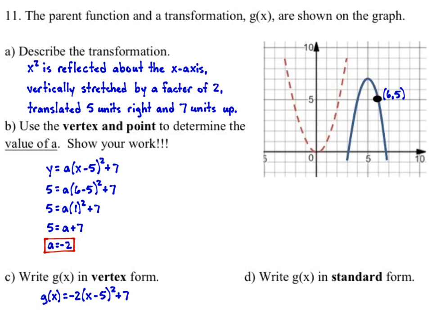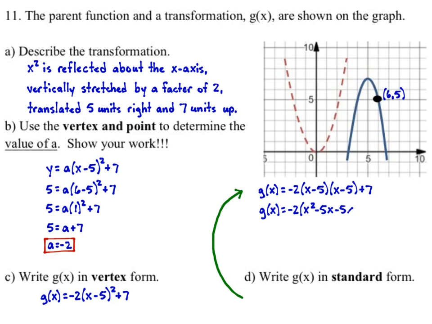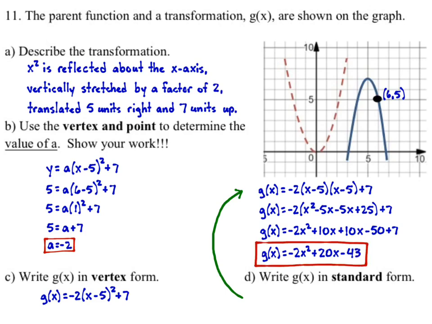And then in part D it says write in standard form, so you would expand all that out. We've done this plenty of times. Multiply, combine like terms, and you'll have it in standard form. So I'm not going to dwell on that. When I multiply it all out, our final answer is negative 2x squared plus 20x minus 43 for number 11.